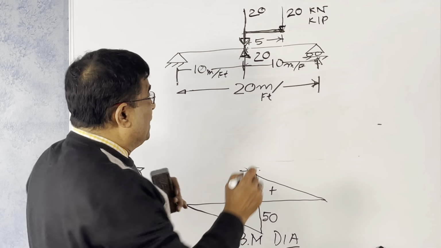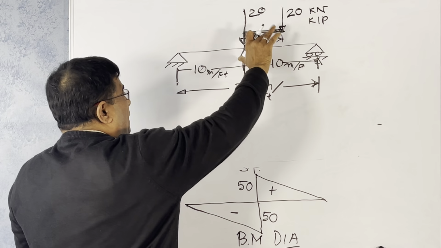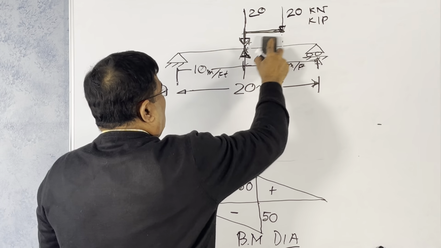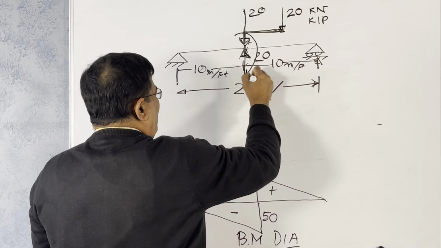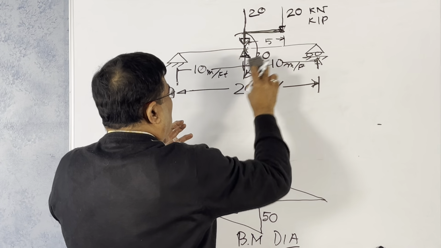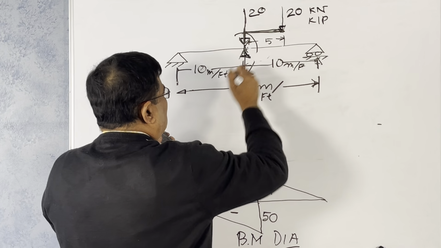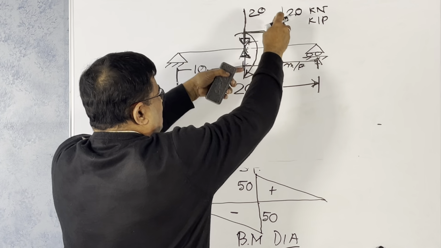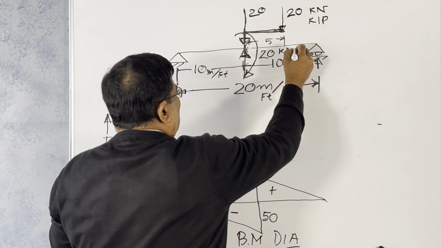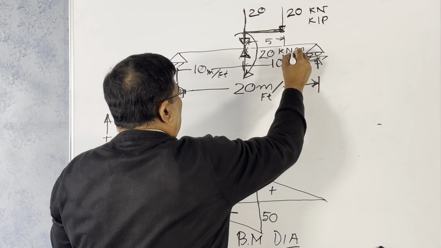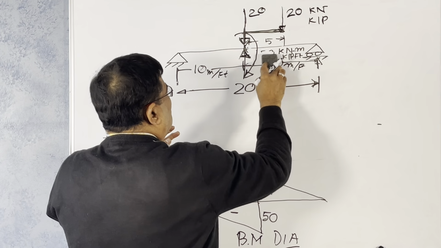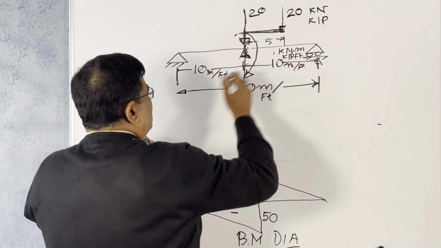But look here very carefully. This 20 and this 20 will form a couple. So that means we have a moment. What is the value of the moment? 20 times 5, the distance is 5, so 100. This moment value is 100, formed as a couple by this reaction. So a clockwise moment of 100 kilonewton meter or kip feet. 20 times 5 is 100.